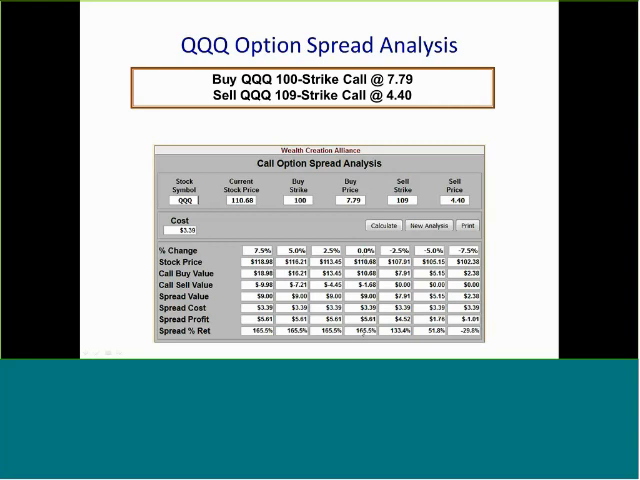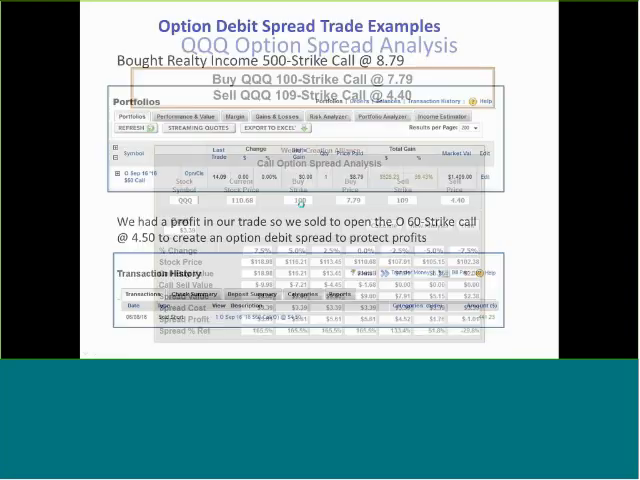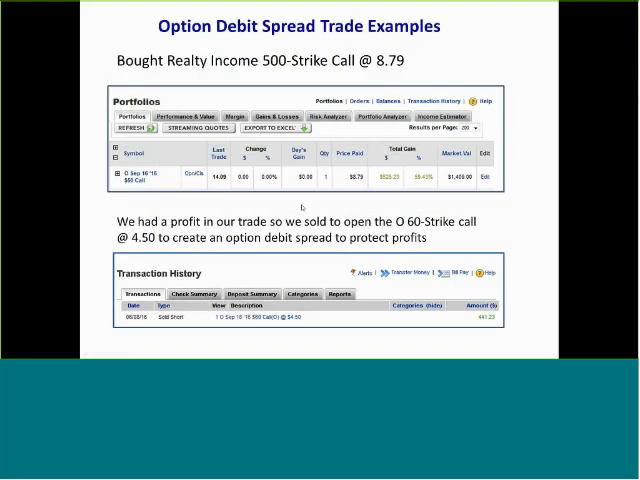We'll get 165% return. So that's another example of we had a profit in the 100 strike call, sold the 109 strike call at 440. So that increased the profit potential for our existing purchase and also gave us downside protection.